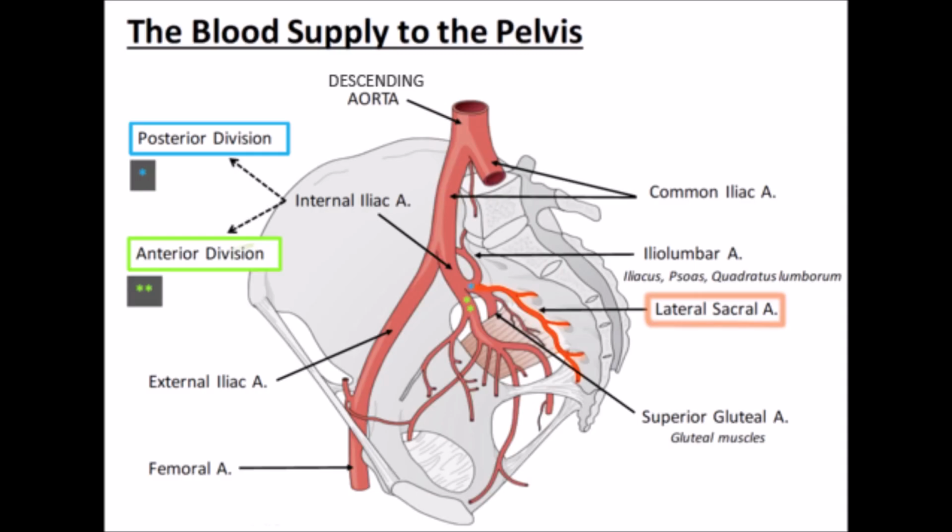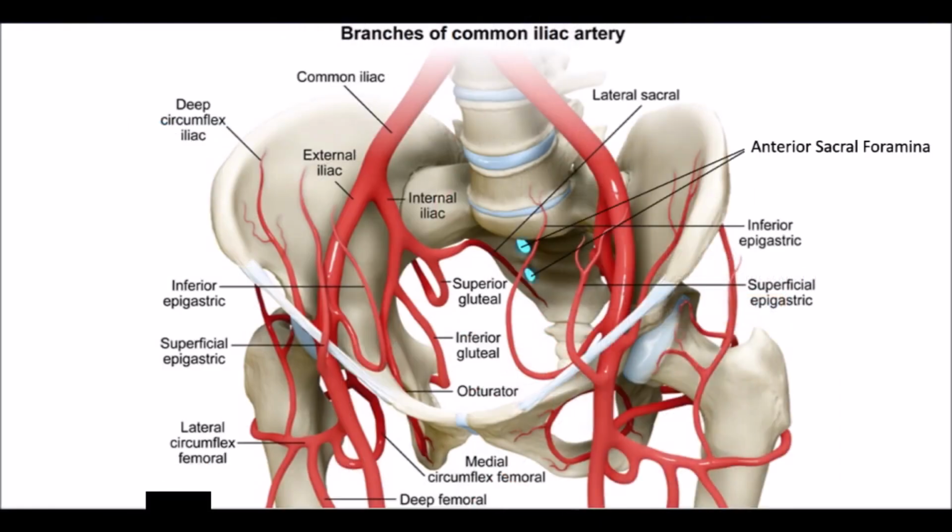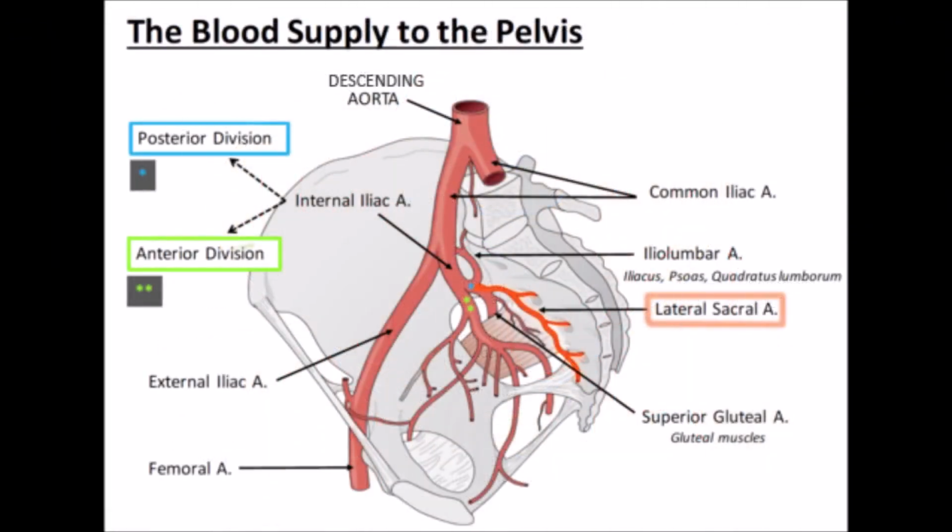Next is the lateral sacral artery. It runs lateral to the anterior sacral foramina in front of the sacral plexus. It supplies the piriformis and the muscles of the back of the sacrum. It supplies spinal meninges and roots of spinal nerves by entering through the anterior sacral foramina. It also supplies the sacral segments.